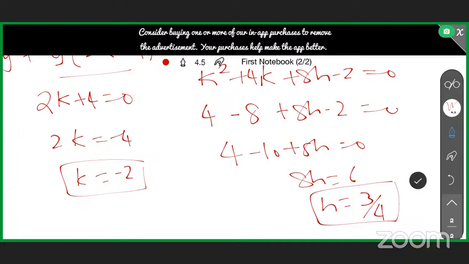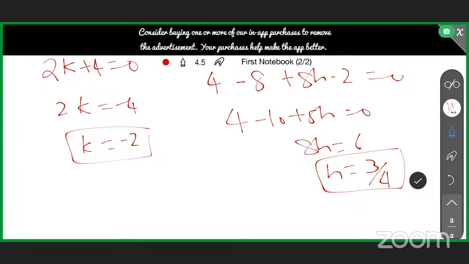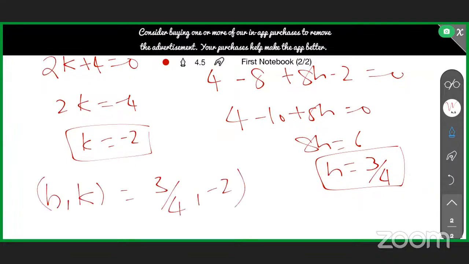So the shift is (3 by 4, minus 2). Do you understand, dear students? Yes, sir. Okay.